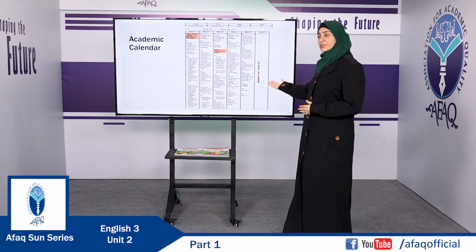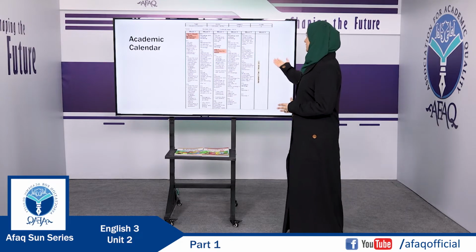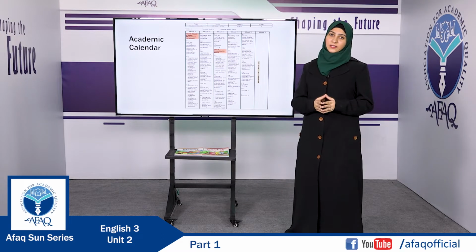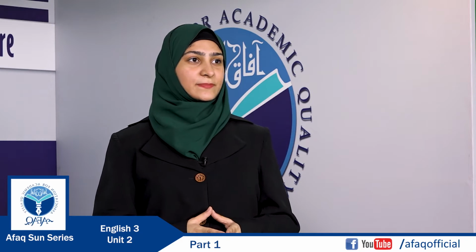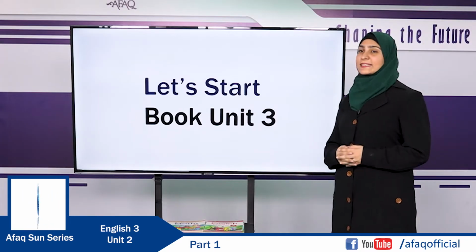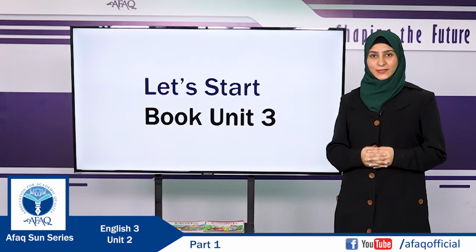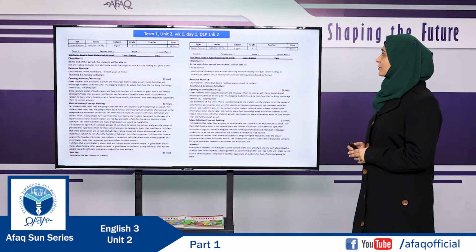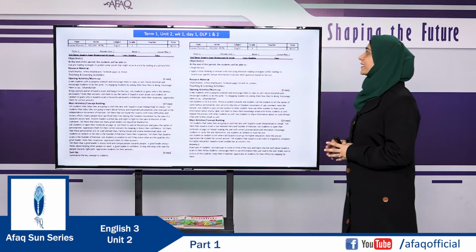Our periodic unit 2 comprises 6 weeks, in which 5 weeks are allocated for learning and teaching, and the 6th week is allocated for tests and assessments. So dear students, let's get started with our book unit 3. This unit covers week 1 of term 1, unit 2, and today is day 1.